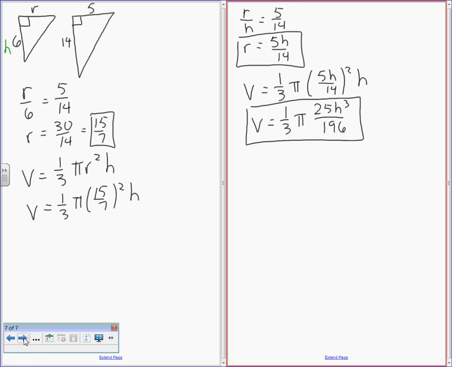Go ahead. Go with that way then. So the derivative of 25 over 196, I'm going to leave that as a constant outside. What's the derivative of h cubed going to be? Almost. So what we did here was I just took out the constant 25 over 196.